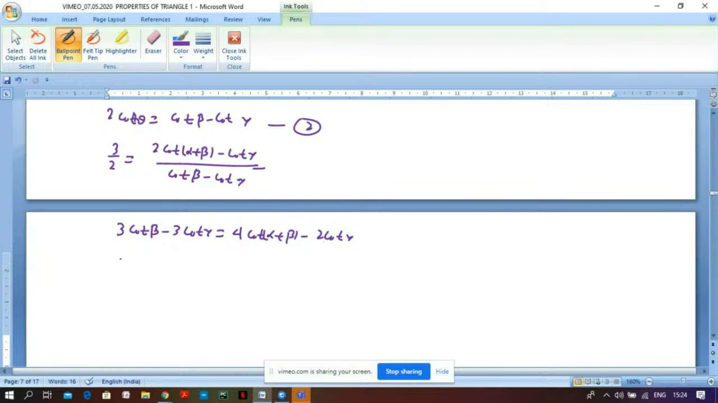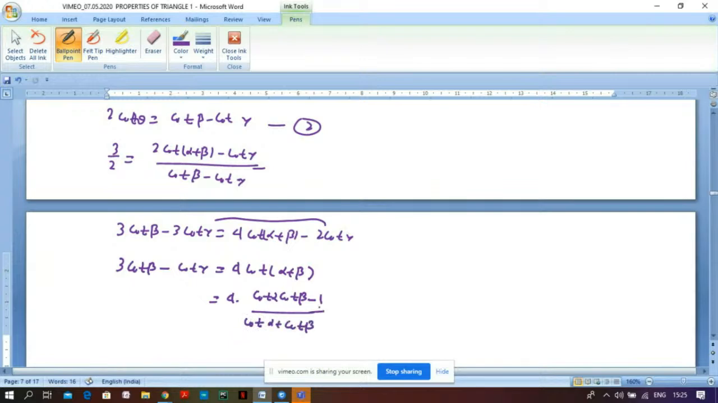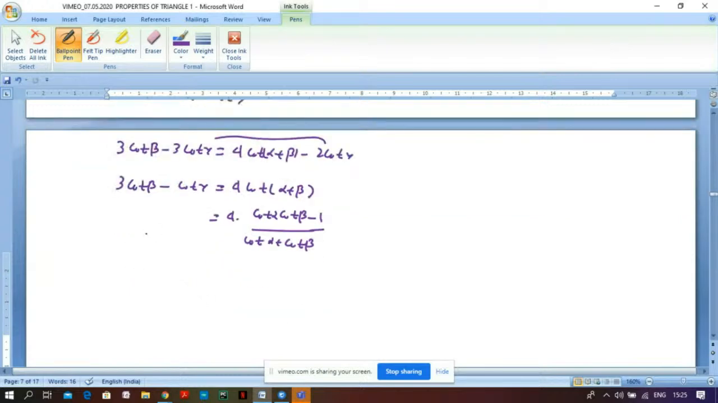One gamma is here, so I can write 3 cot beta minus cot gamma. I transferred gamma here, and that I can write as 4 of cot of alpha plus beta. And then 4 times this number I can write, by the result, as cot alpha cot of beta minus 1 upon cot of alpha plus cot of beta. Now 3 cot beta minus cot of gamma.